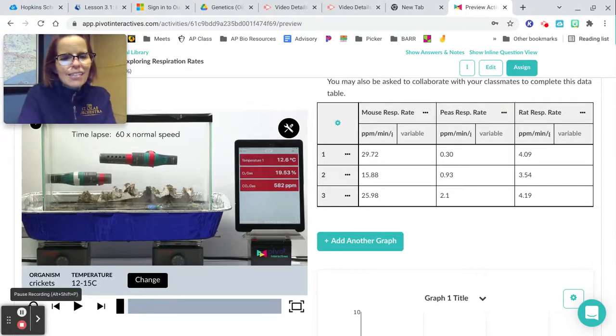And the answer is the size of the rat. The rat is larger, so that's going to have an impact. The size of the animal has an impact on its respiration rate. So I'll just say a couple things here really quickly.